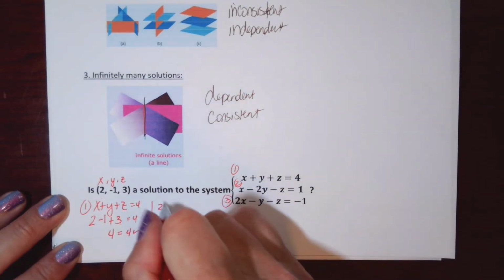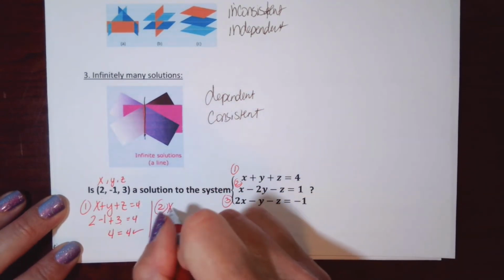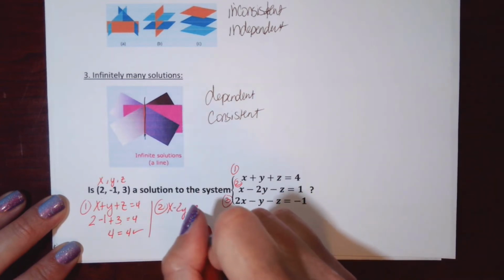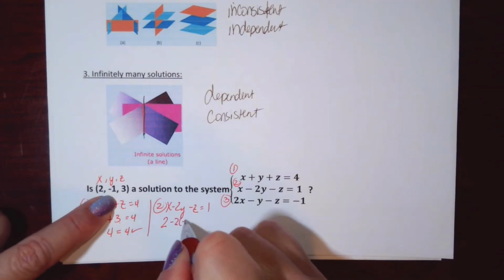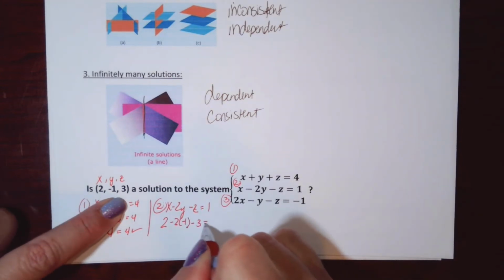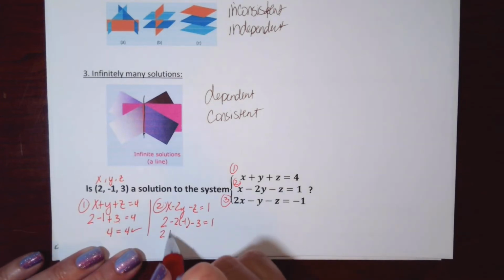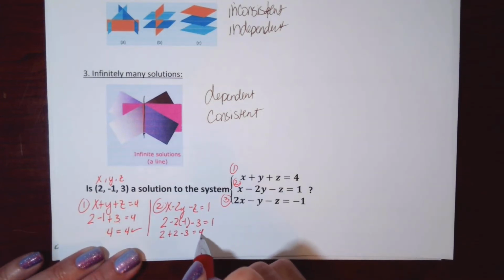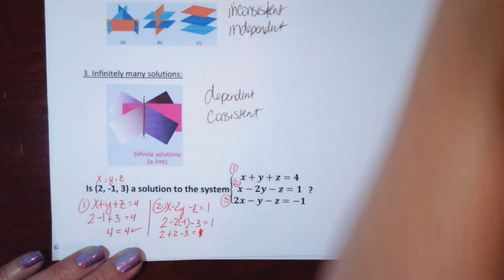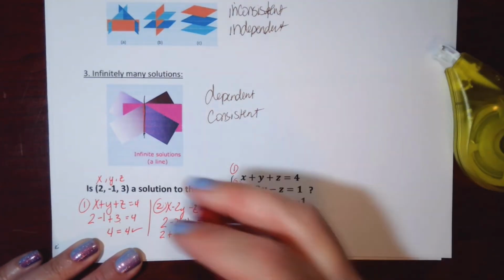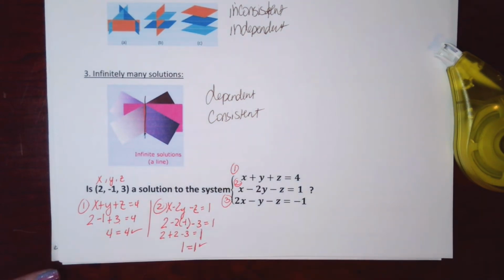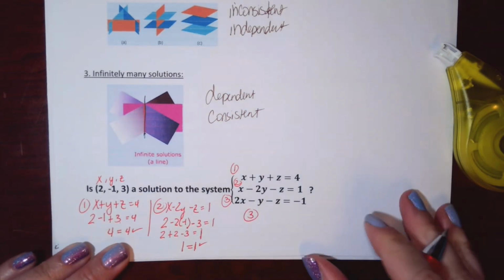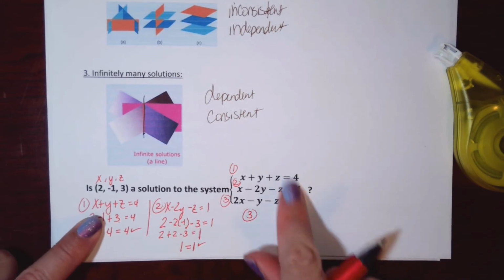What about the second equation? I've got x minus 2y minus z equal to 1. Well, x minus 2 times y minus z, let's see if that's equal to 1. So that would be 2 plus 2 minus 3 equals 1. Sorry, I'm doing math in my head, jumping ahead. Sometimes I can't do all the things at one time. 2 plus 2 is 4, minus 3 is 1, 1 equals 1, that's true. Can we stop now and say yes, it's a solution? Well, no, because for it to be a solution, it has to work in all three equations in this three-equation system.